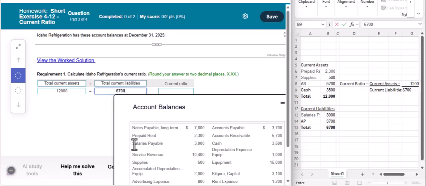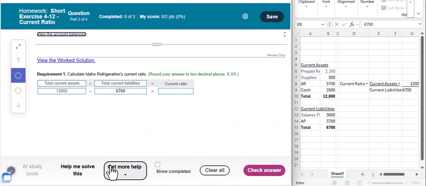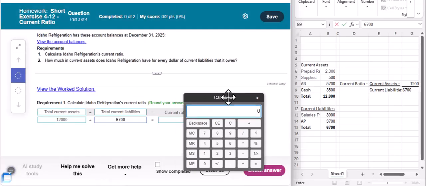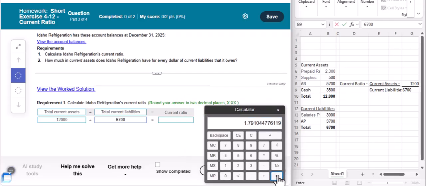And then we'll need to do a little bit of quick math here to get our current ratio. So we can get our calculator out and do 12,000 in total current assets divided by 6,700 in total current liabilities. And that is going to give us 1.79104 something or other. However, this asks us to round our answer to 2 decimal places. Since this third digit is 4 or less, this is going to be 1.79 rounded down.